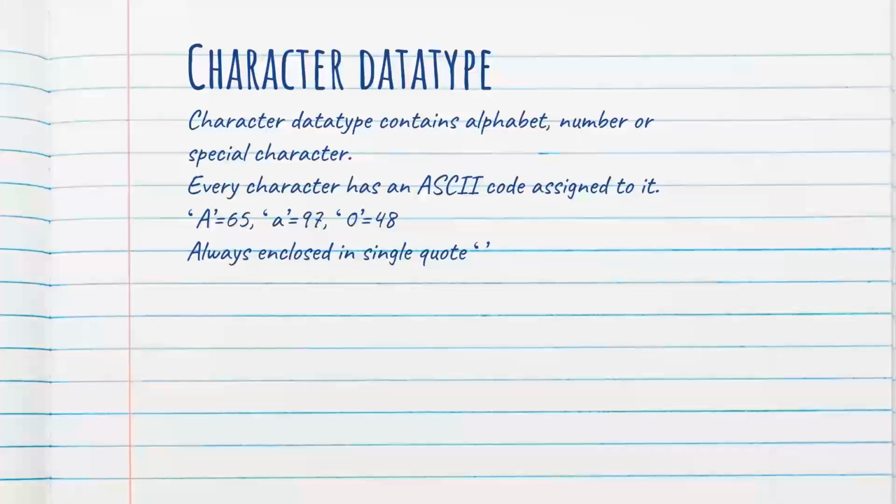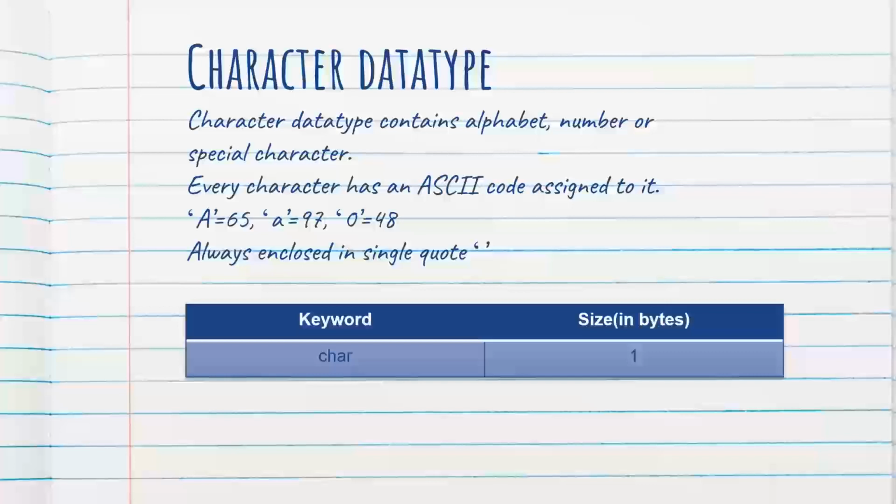And every character is always enclosed in a single quote. The keyword that is used for character data type is char, and it can store 1 byte in memory.